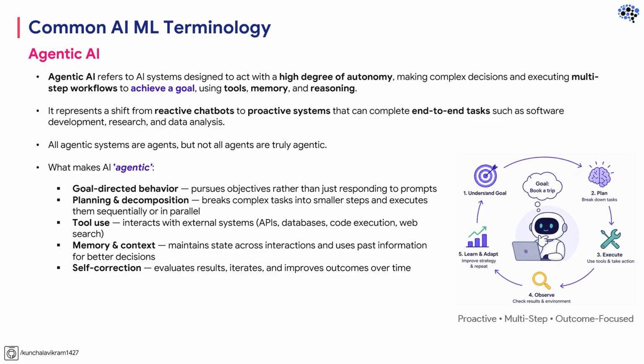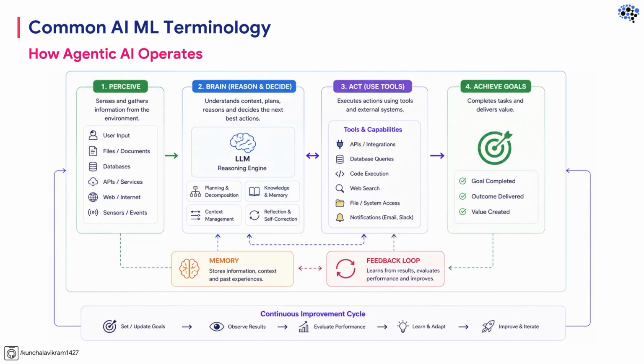And in order to maintain the state across various interactions with the user, it can also use memory. Self-correction: it will evaluate the results and then improve those responses over time. Generally, agentic AI is proactive, multi-step, and outcome-focused, rather than achieving a single goal. Okay, so the same thing.